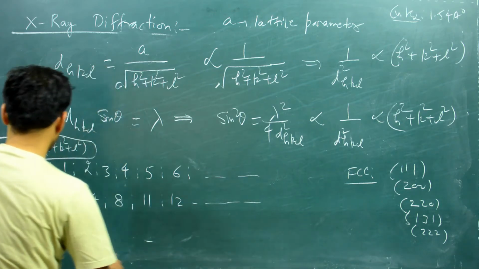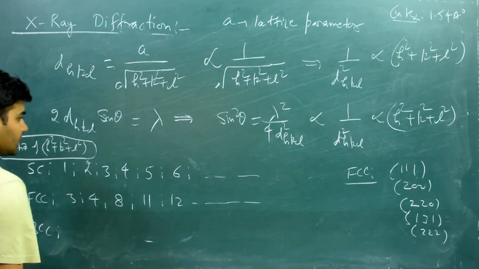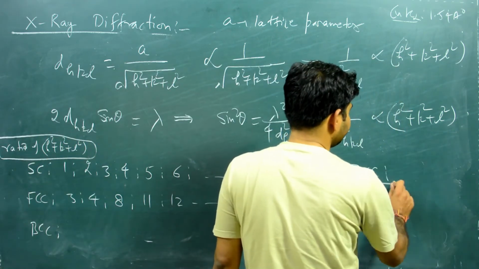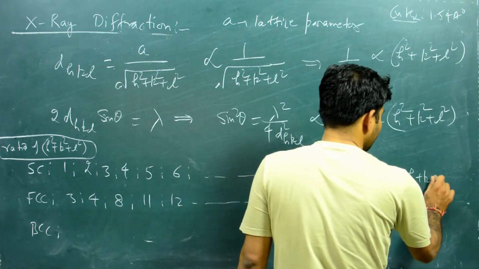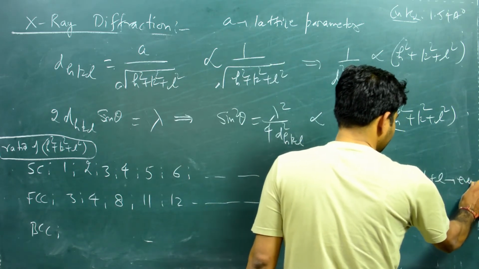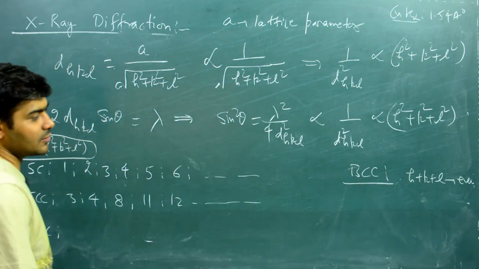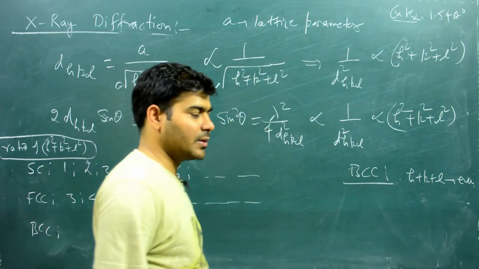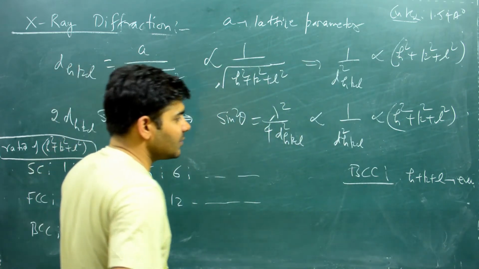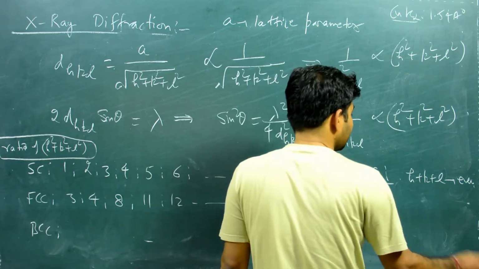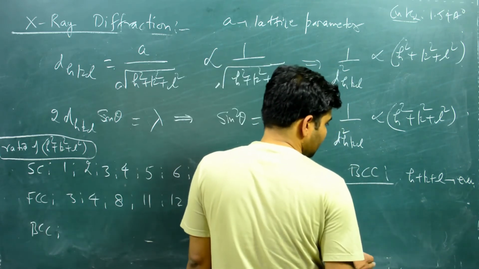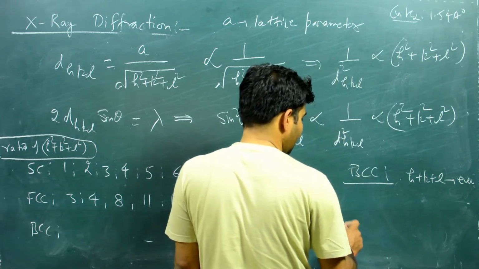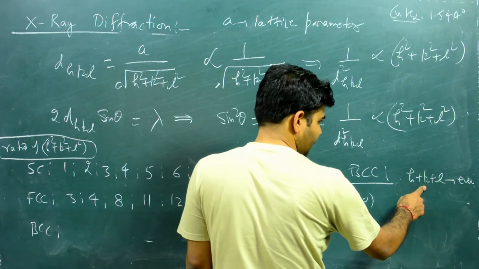Similarly, in case of BCC, if we see these values, what are the allowed values of HKL? In case of BCC, if H plus K plus L is even, then we get the refracted intensity. Otherwise, for odd, we don't get a value. That's what we had seen in case of BCC. So H plus K plus L has to be even. So is 100 allowed? No, because the sum is odd, so it's not allowed. 110 is allowed because the sum is even.